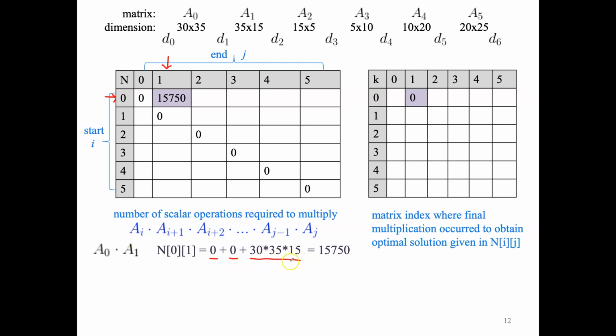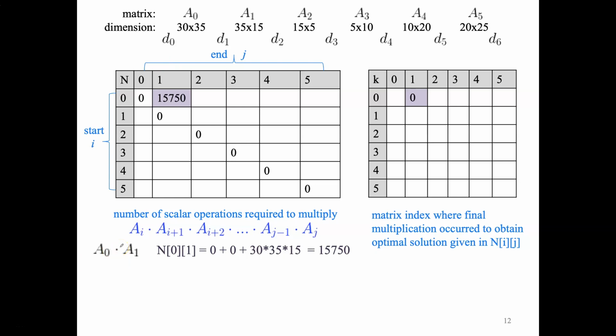Now we know A sub 0 is a 30 by 35, and A sub 1 is a 35 by 15. This was part of what we were given. So we just multiply those values together. We're left with 1500. So we record that value, and in our k table, we record where did that multiplication occur. In this case, it occurred immediately after A sub 0. So we record 0 to indicate right after this index is when we multiplied.